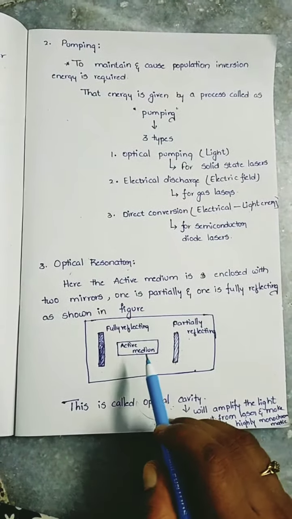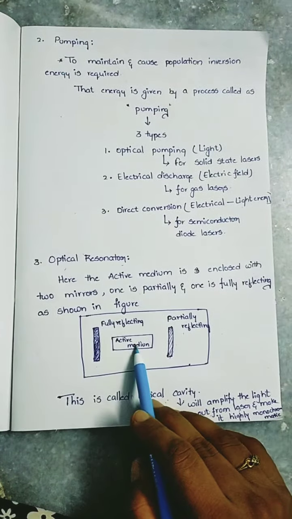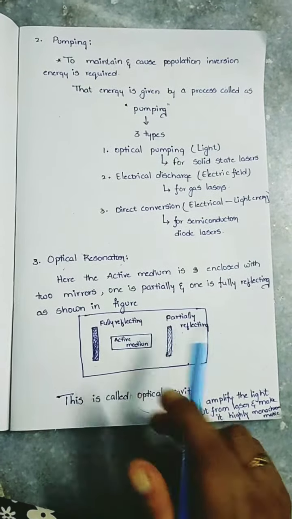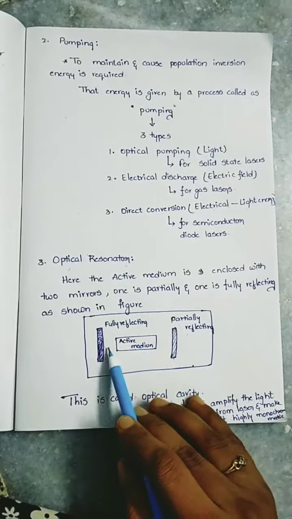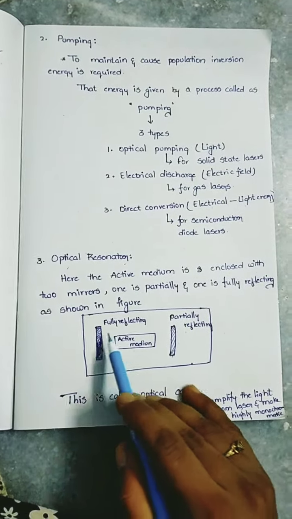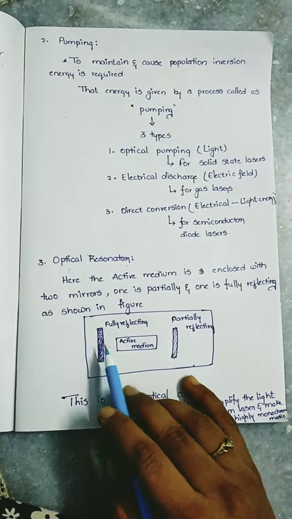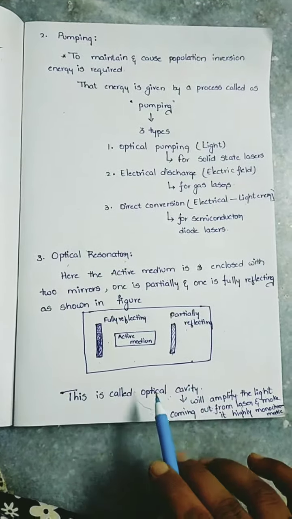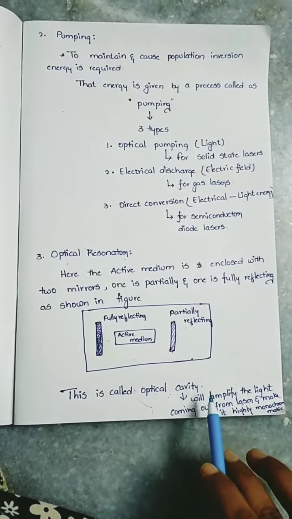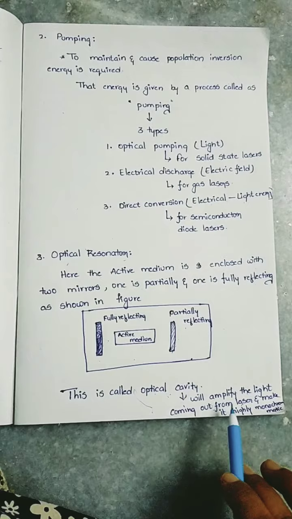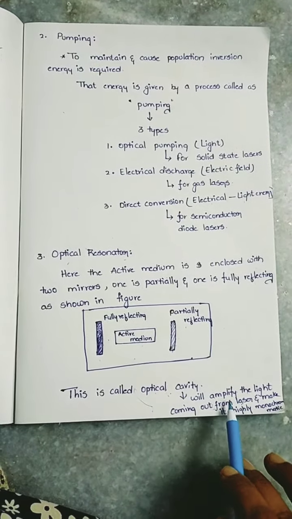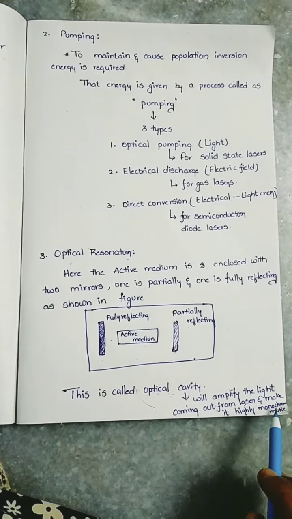So in optical cavity we have one active medium and two mirrors, one partially reflecting and the other fully reflecting, and this total area is known as optical cavity. The optical cavity will amplify the light which is coming from the laser and make it highly monochromatic.